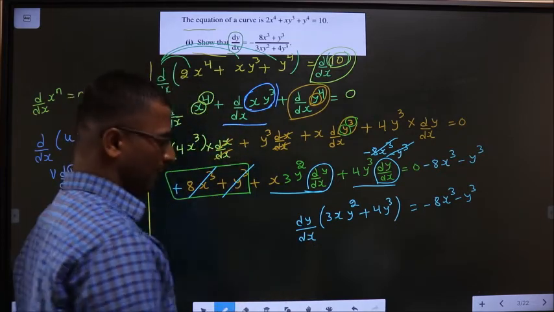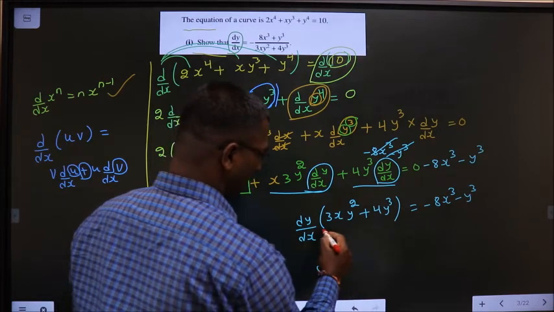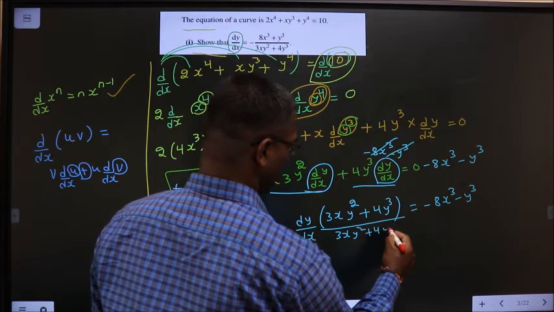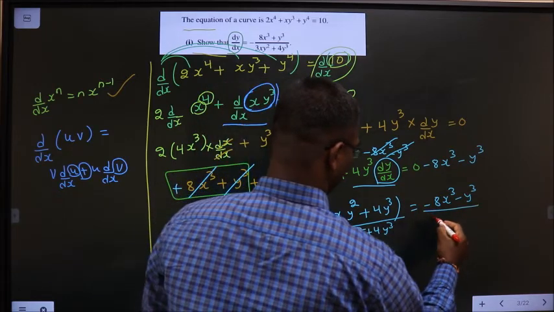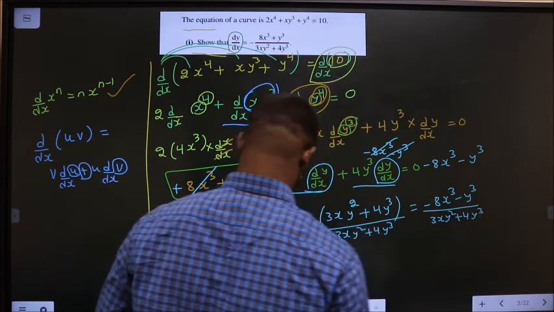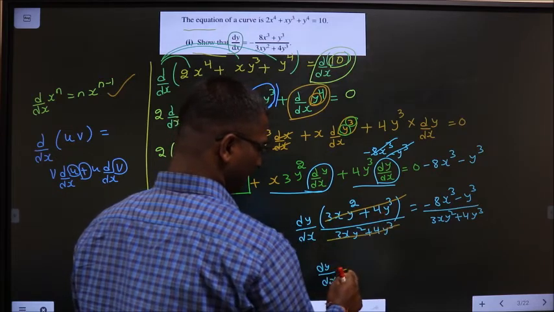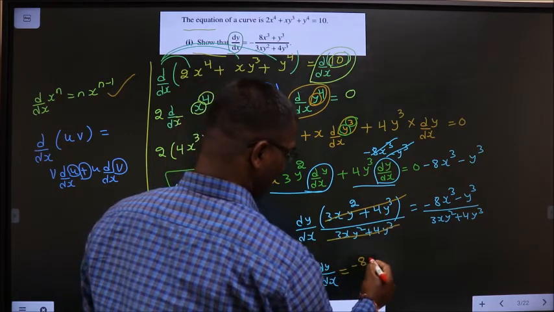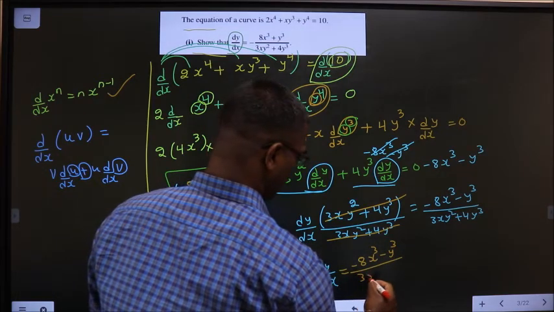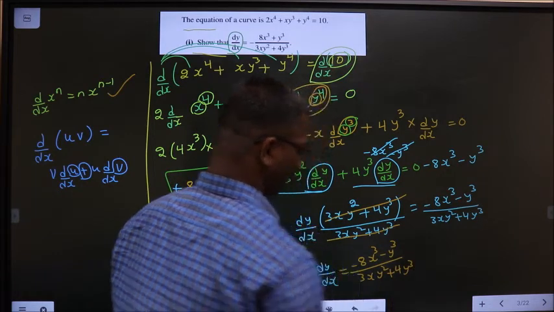Clear? Now, to get dy by dx, divide both sides with 3xy square plus 4y cube. So 3xy square plus 4y cube. Such that this cancels out, you get dy by dx to be minus 8x cube minus y cube by 3xy square plus 4y cube. Clear?